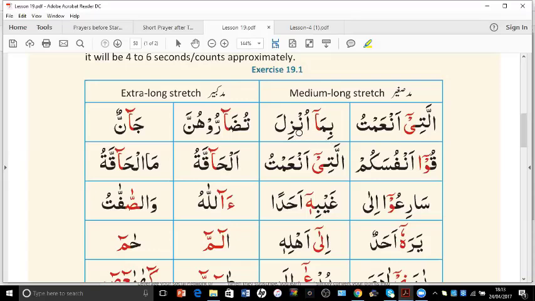Well done. Noon sakin is going to join with the previous letter. We're going to do ghunna on it because that's what we do with all noon sakins for the moment. Bima unzila. Okay, and one more time. This has to be done for a minimum of 3 seconds. Bima unzila.